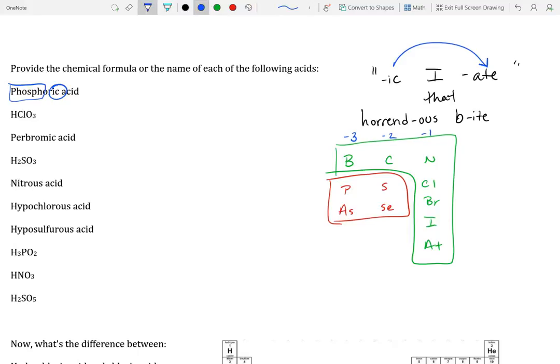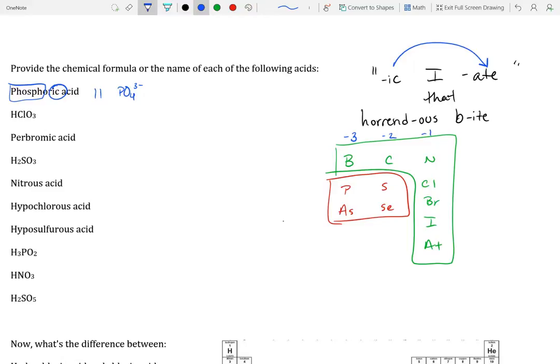So phosphoric, ic becomes ate. We know that because phosphorus is located right here in the box, phosphate should have 4 oxygens. So let's write down PO4. Now, remember that the charge is 3 minus. Well, what's the charge of a proton? Yeah, a proton.